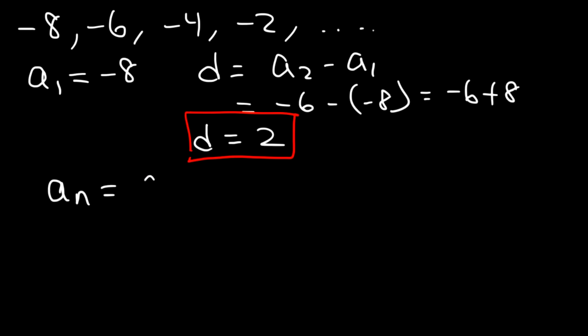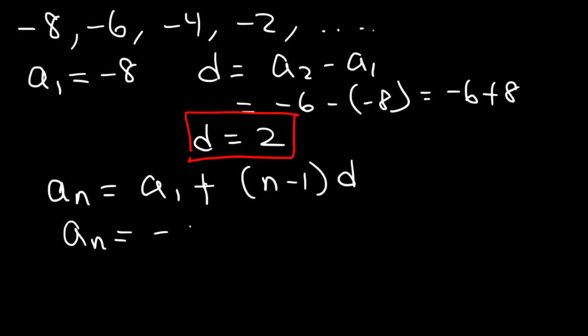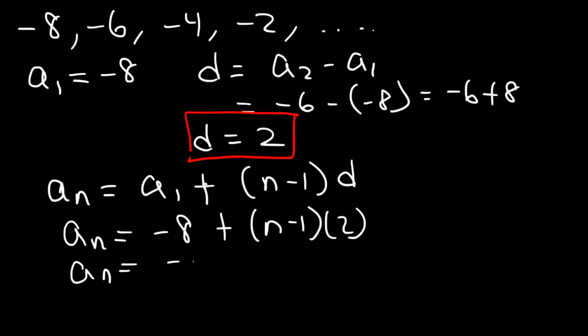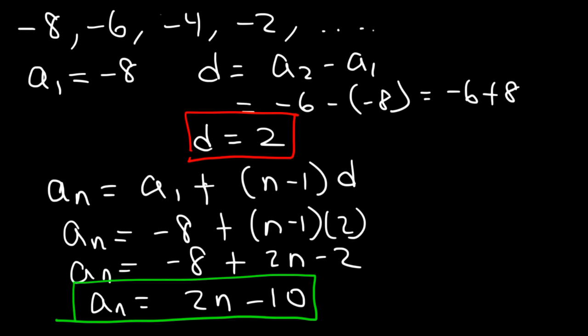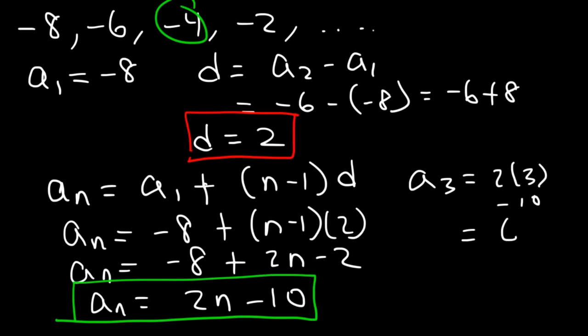So now let's use this formula to write the general equation. The first term is -8, and the common difference is 2. So this is going to be -8 plus 2n minus 2, and -8 minus 2 is -10. So this is the equation. And let's check it. The third term is going to be 2 times 3 minus 10. 2 times 3 is 6. 6 minus 10 is -4, which is the third term of the sequence.